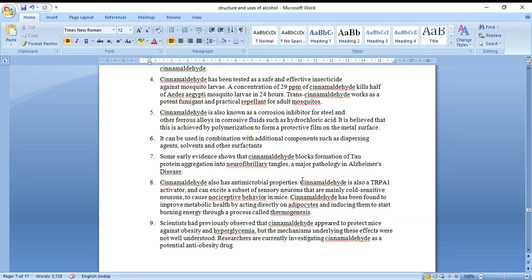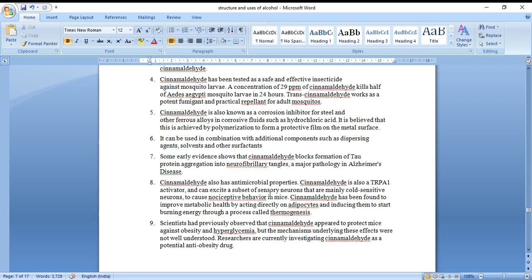So in Alzheimer's patients, generally the protein aggregation leads to neurofibrillary tangles, which may lead to Alzheimer's disease, that is, memory loss. So this cinnamaldehyde generally blocks that pathway. So this can maybe be used to treat Alzheimer's disease.